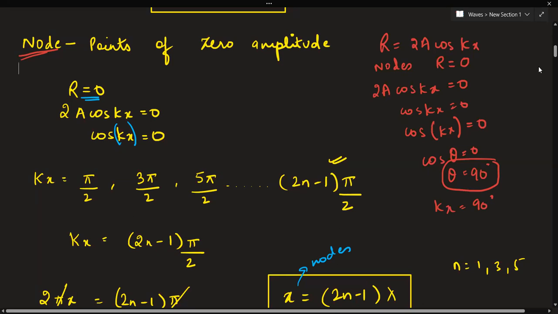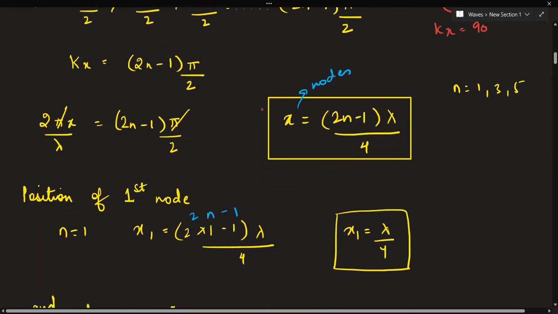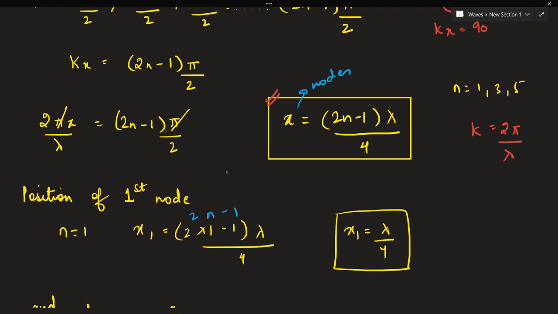So whenever you have to find out the position of node, you can write it in this manner. X will be equal to 2n minus 1 lambda divided by 4. How have I got this lambda? By using this relation. K is what? 2 pi by lambda. So if I write 2 pi by lambda, this pi will cancel this pi, 2 will be multiplied by 2 and lambda will go. X will be equal to 2n minus 1 lambda by 4. Is this part clear? Yes. So this becomes the formula for position of node.